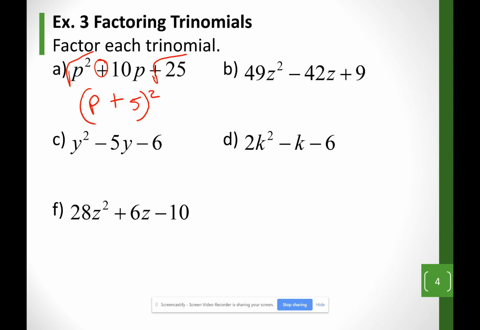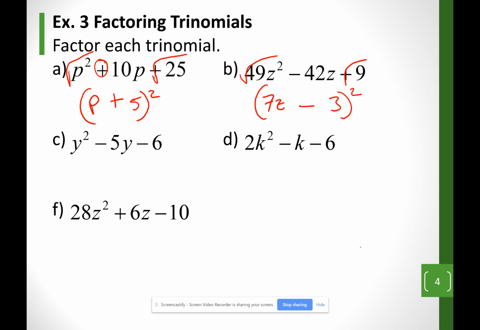Same thing with example B. Get the square root of the first term, 7z. Get the square root of the last term. Multiplied, it is equal to half of the middle term. So I'm going to respect the sign of the middle. I'm going to do a minus, and I have 7z minus 3 twice. Now I'm not going to do the same for example C, because I cannot get the square root of 6.